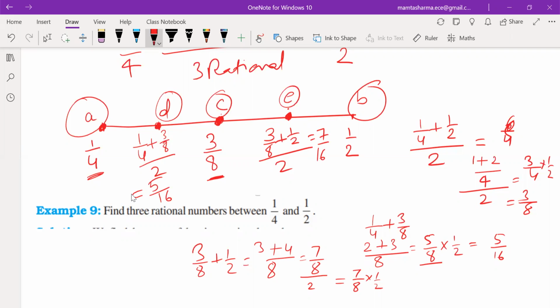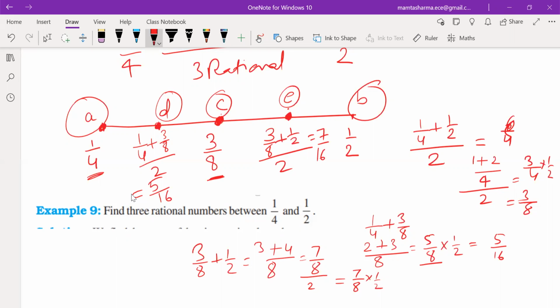Is it clear for all? Yes, ma'am, it's clear. Okay, it is very easy. I think it is easier than the first one. In the first one, you have to find out the common fraction number. You have to think on the first method. Here, there is no need to think. Directly you can apply the formula and you can find the middle number.